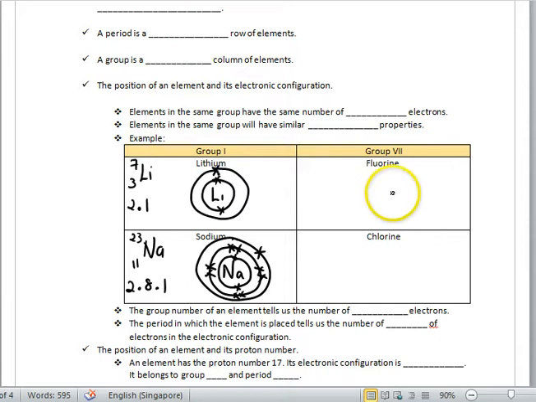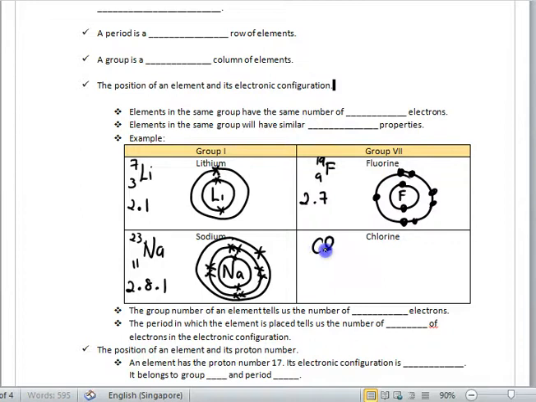Now let's look at group 7. In group 7 we have fluorine, F, 19, 9. I know the electron configuration is 2.7. So F has 2 electron shells. Let's use a dot to denote this. 2 in the inner shell, 7 in the outer shell.